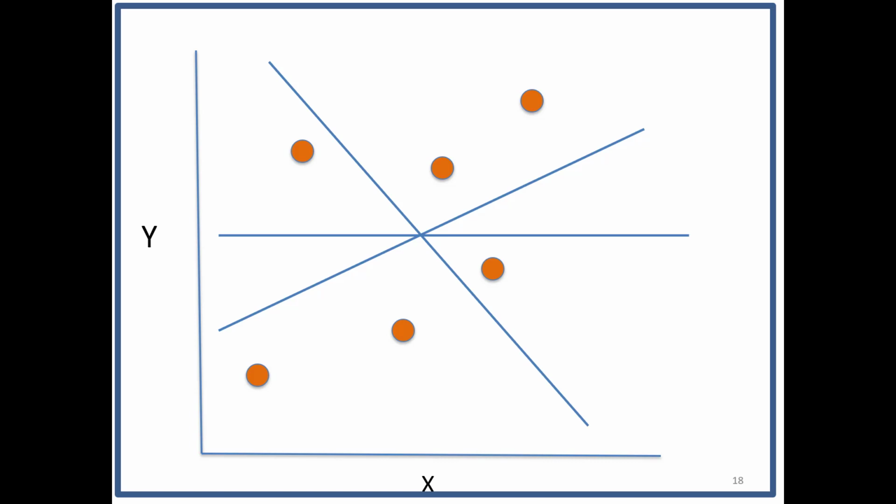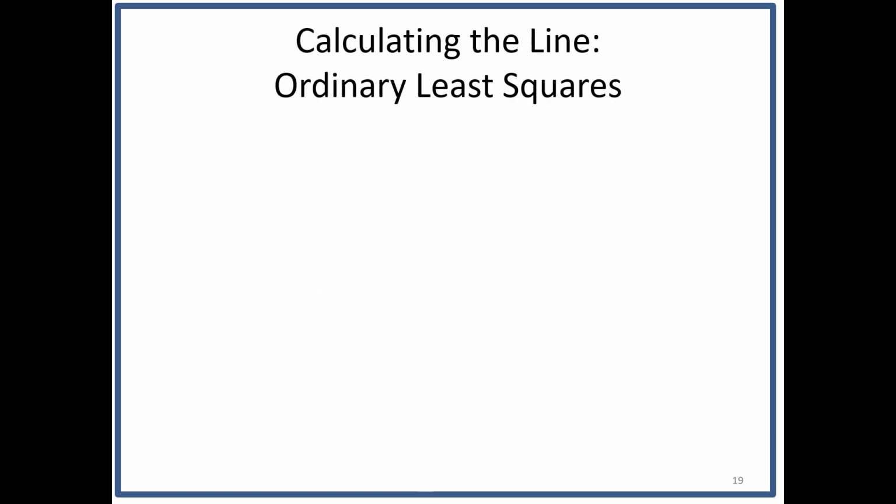Linear models use what is called ordinary least squares to calculate the regression line. When we get to more complex models, we will look at maximum likelihood estimation. But today we're going to speak about ordinary least squares. So what is this? Sometimes you'll hear it referred to as OLS.